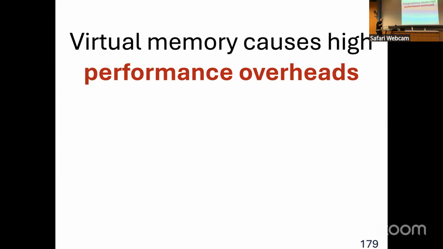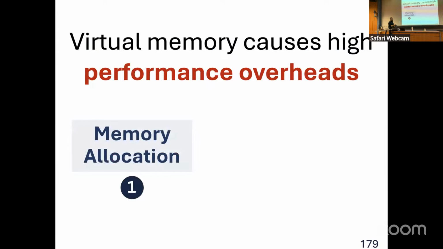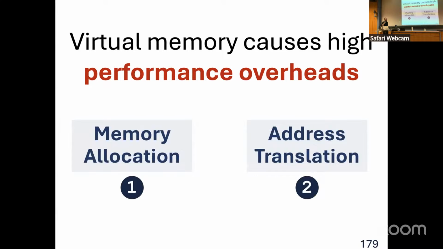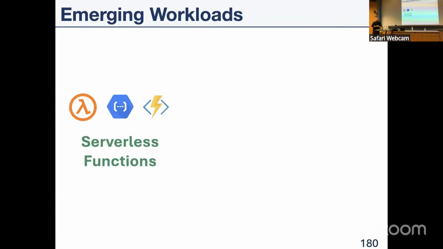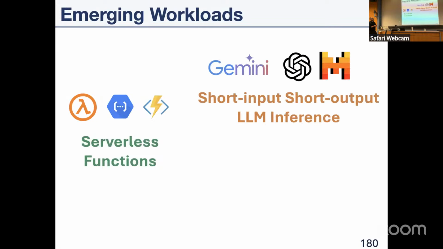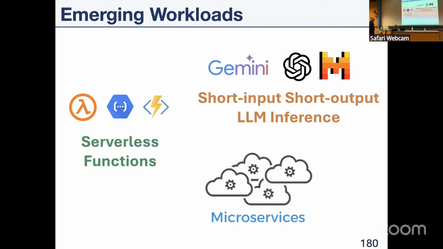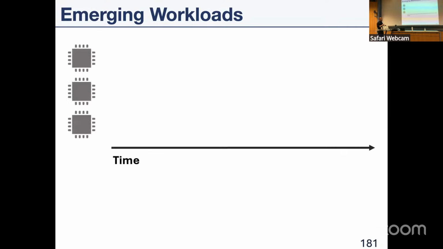It causes high performance overheads in modern workloads because of two main reasons. We need to allocate data. We also need to translate data. And let's see first some emerging workloads which have popped up. Like we have serverless functions, function as a service platforms, short input, short output LLM inference. We have microservices, and all these have the following properties, right?